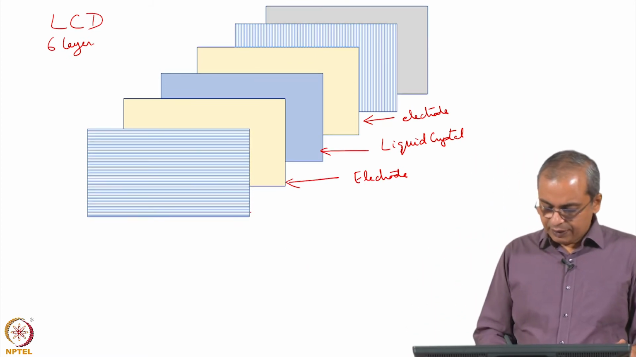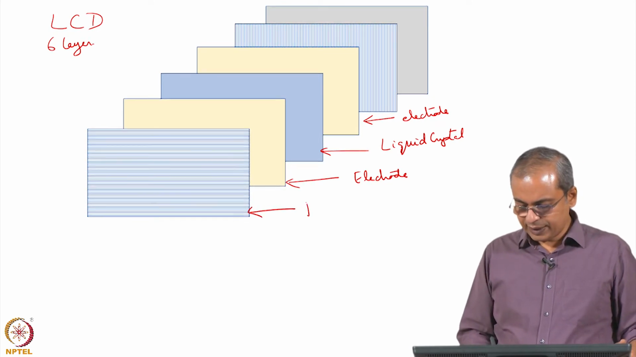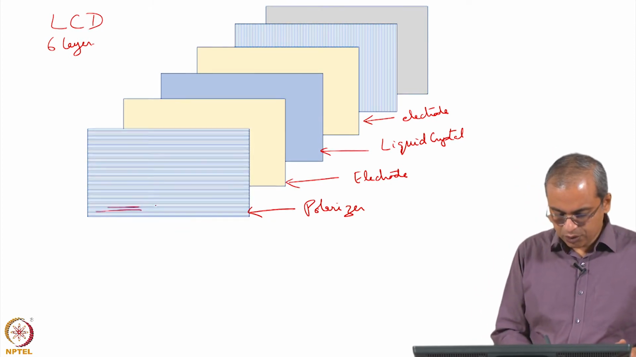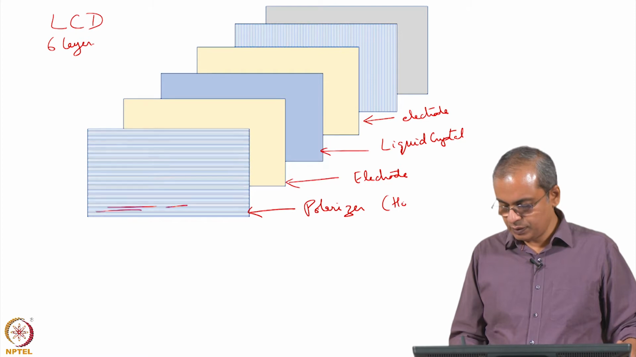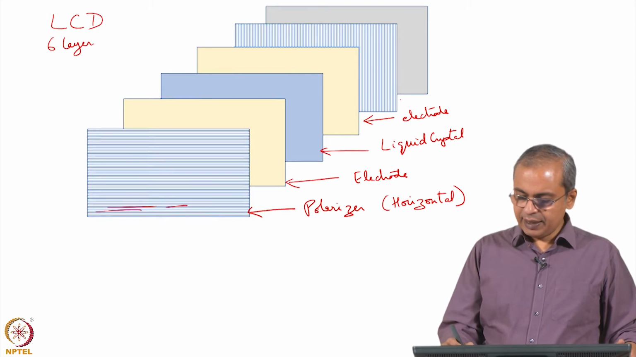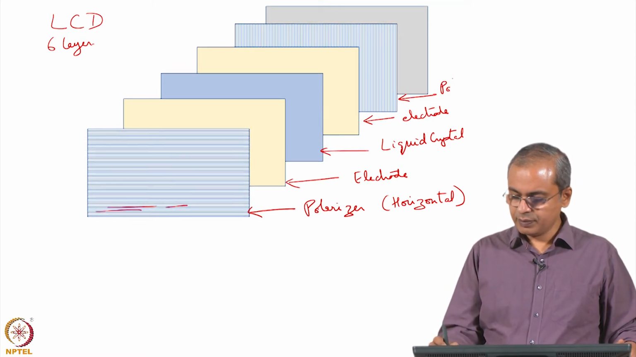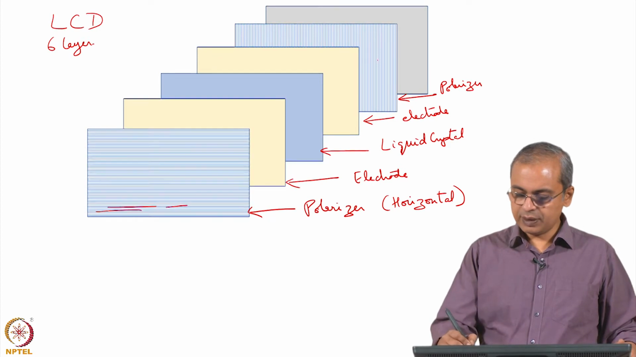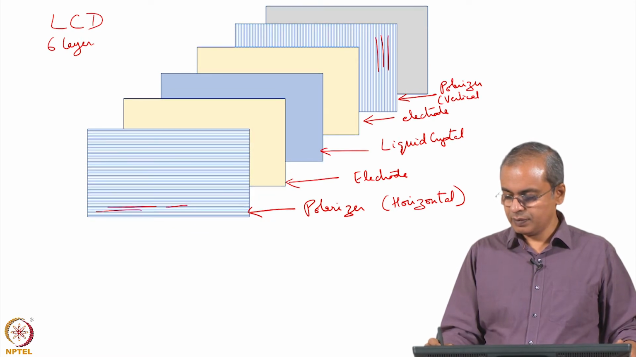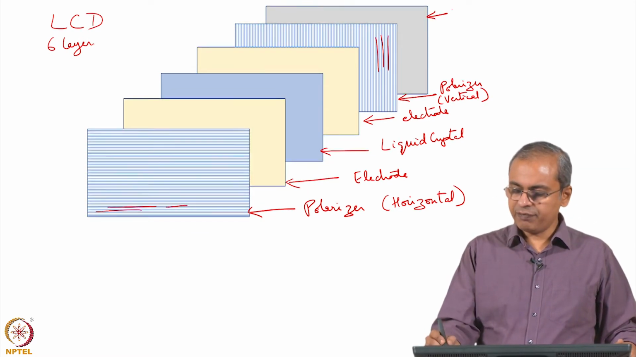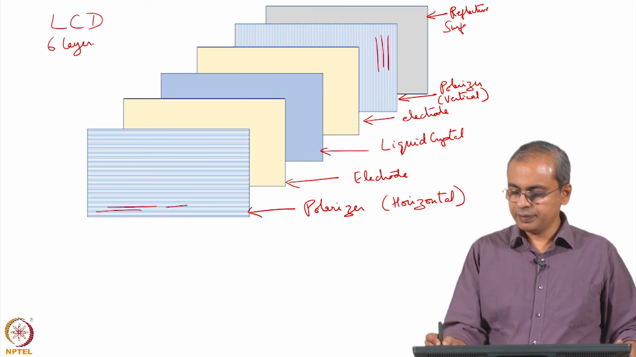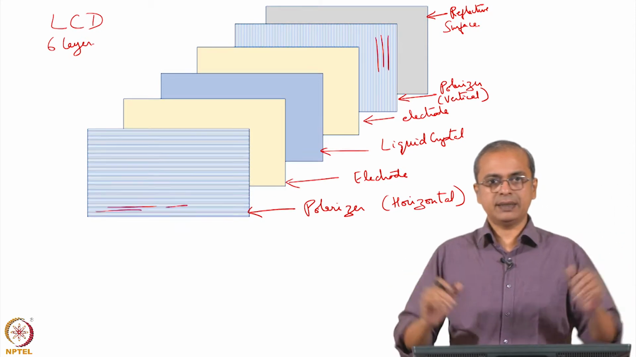Then on the frontmost layer is a polarizer. In this case I have got the lines horizontal, so let me just call it horizontal. And this layer here is also a polarizer, but here I have got the lines vertical, so I will put vertical. And finally right at the back we have a reflective surface. Okay, so this is the set of layers that are involved.